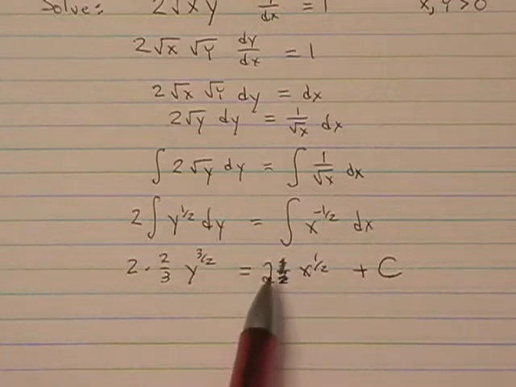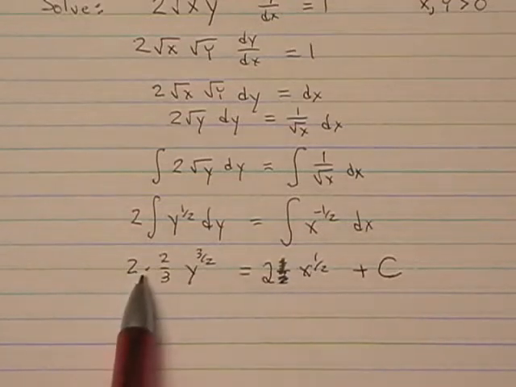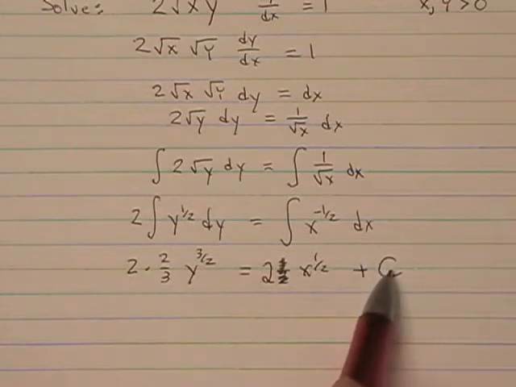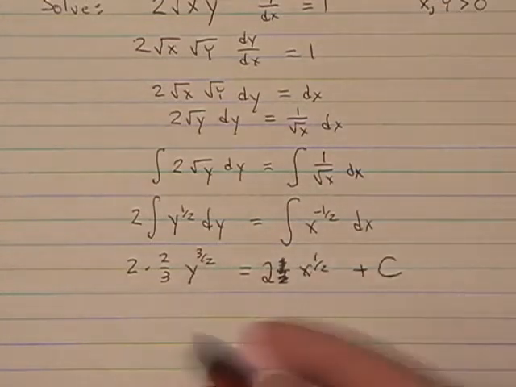Okay, now I've got a 2 on this side and a 2 on this side. I'm going to divide everything by 2 to get those to cancel. This constant I can divide by 2 and it becomes some other constant.